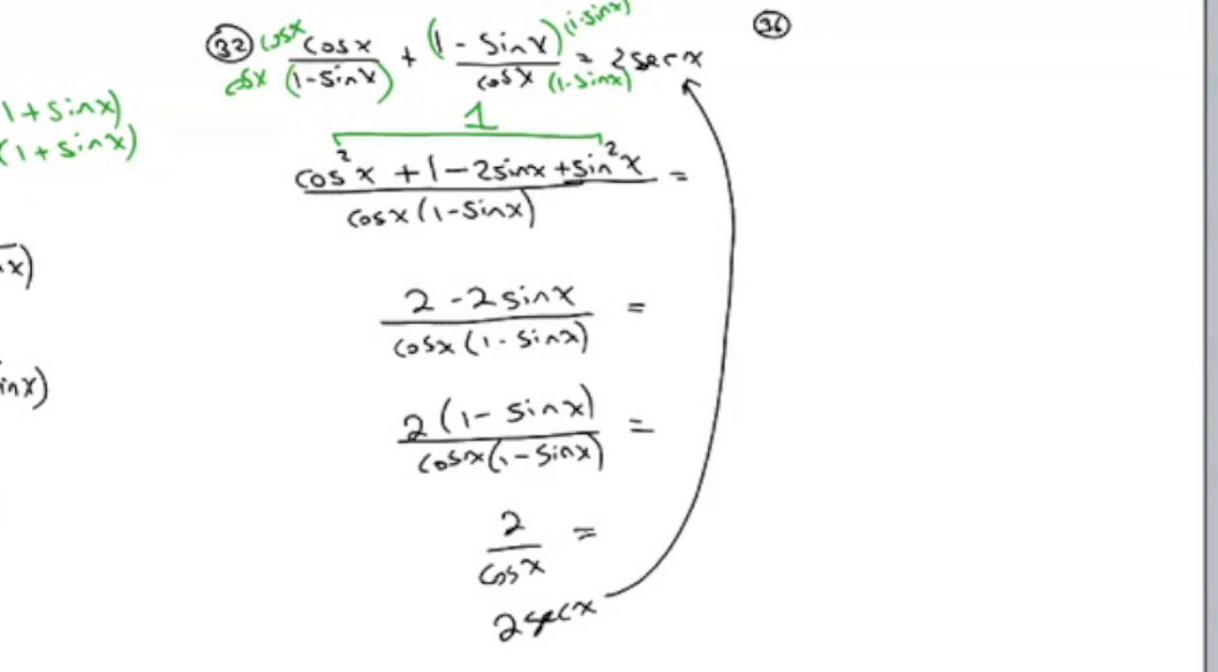So, cosecant of x minus secant of x over cosecant plus secant of x. And we want to prove that this is equal to cotangent of x minus 1 over cotangent of x plus 1. Didn't we do this one yesterday? Yes, it's minus 1.